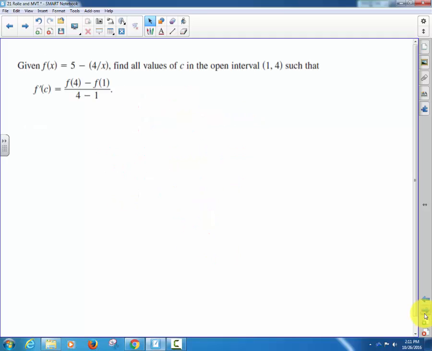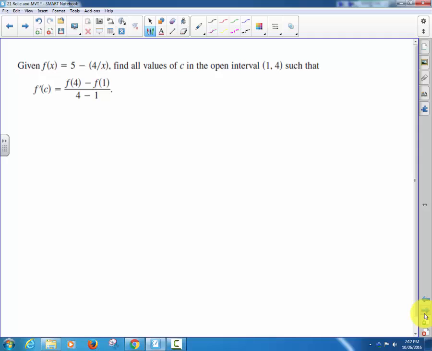Okay, given f of x is this function, find all values of c on the open interval such that, blah. Do you think this is Rolle's theorem? This is MVT. Looking at it, hopefully it clues you that it's MVT because we gave it to you as a fraction here, okay? Can you solve that? Do you know what to do with that now?